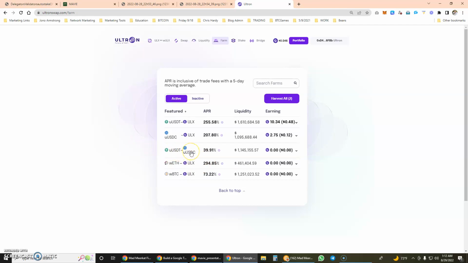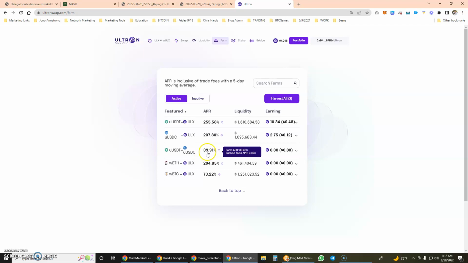Both of these are pegged to $1, so there's probably going to be no volatility here. So let's say you've got some really hard-earned money. You don't want to lose it. You don't want it to be subject to the volatility of some of these other pairs, because the rest of these will have some volatility. They'll go up and down a little bit, okay? But this one here, you'll be more assured that there's going to be a lot less volatility, and so you can place your money here and then earn the ULX token right here.